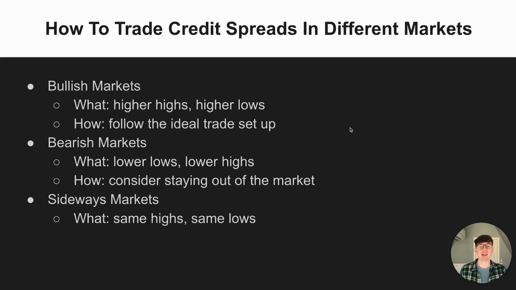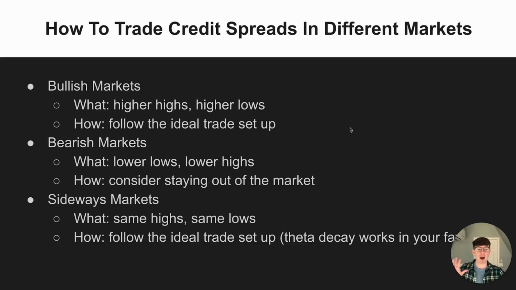If we have a sideways market, which means we're stuck between the same support and same resistance level, the market's just bouncing up and down between those two levels. If that's happening, we still follow the normal best practice setup, or whatever setup you want to follow, because that will make money on time decay. The market's doing nothing in general, it's going up and down, but time is moving on, which means we collect that theta decay profit.